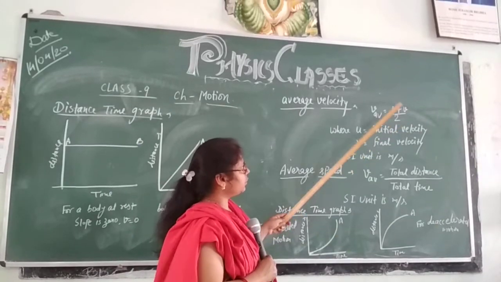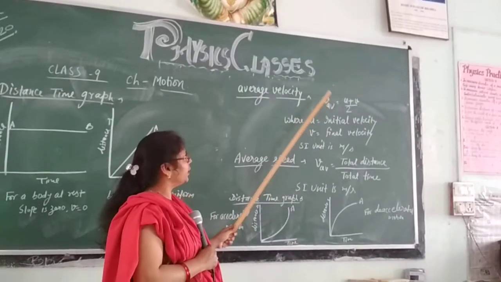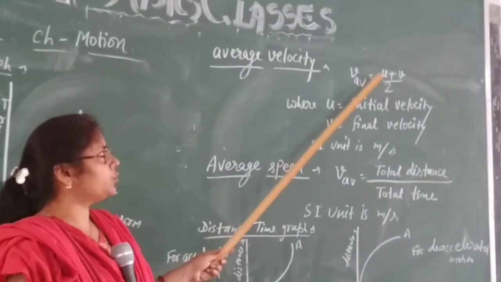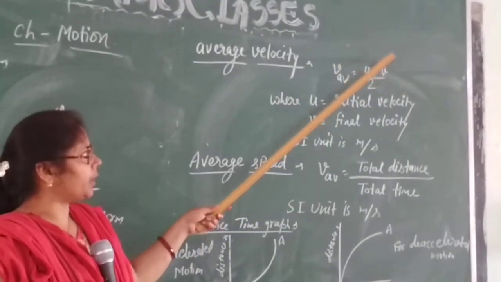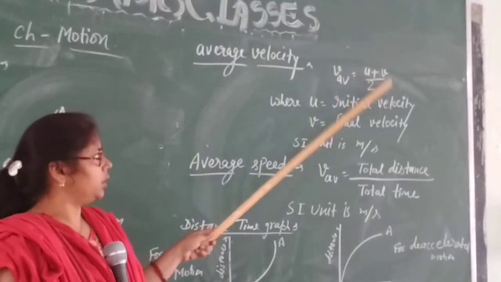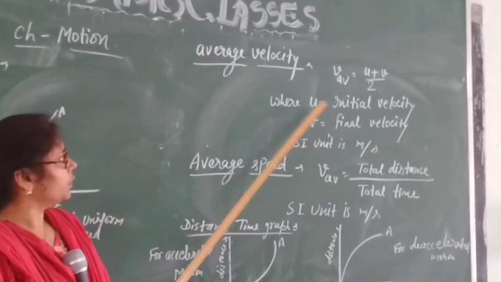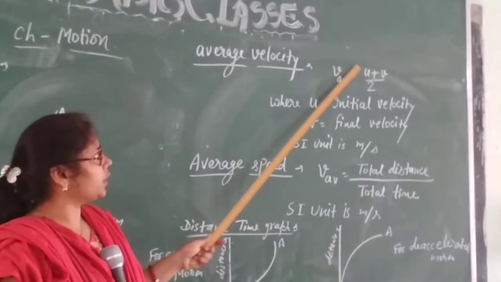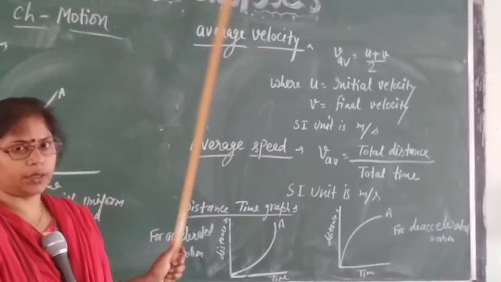If we take initial velocity as u and final velocity as v, then average velocity will be (u plus v) by 2. There are two velocities, therefore we divide by 2. This is the arithmetic mean of initial and final velocity, where u represents the initial velocity and v represents the final velocity, and if we take the arithmetic mean of those velocities, we get the average velocity.